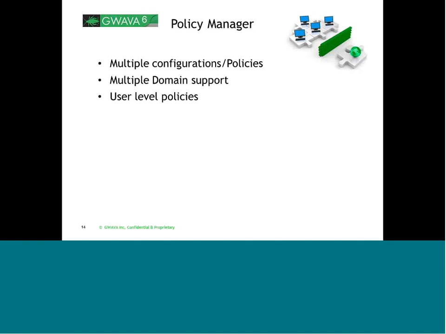With multi-tenancy, multi-domain support, you can now, similar to an ISP type solution, go into your GWAVA 6 interface and set up a policy based on a specific domain name. And within the domain name, we can then set a user level policy. So you may want, within a specific domain, for John to have antivirus scanning but allow certain attachments through.